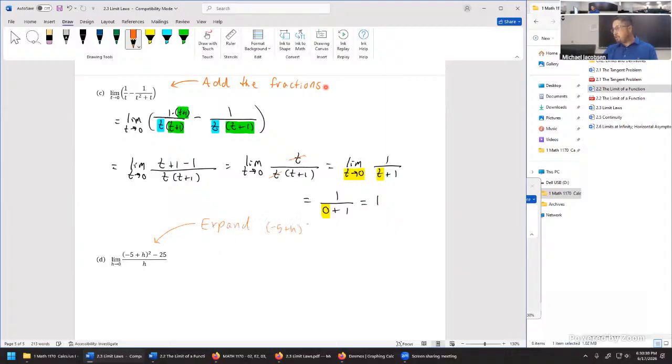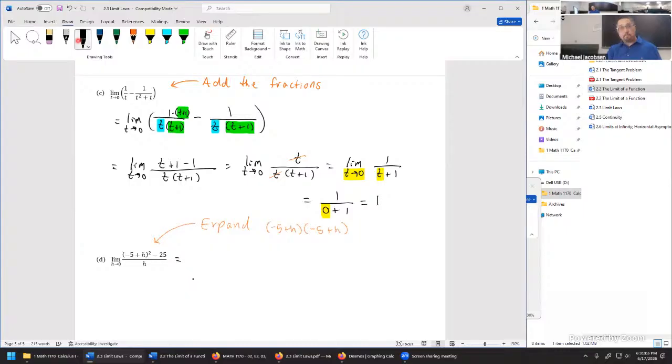-5 plus h. -5 plus h is the result of -5 plus h squared. If we expand that, start to simplify, the hope of hopes is something nice will happen and we'll get a result out. Notice we have to do something algebraically because direct substitution is off the table. We can't plug in 0 for that denominator. It would be undefined.